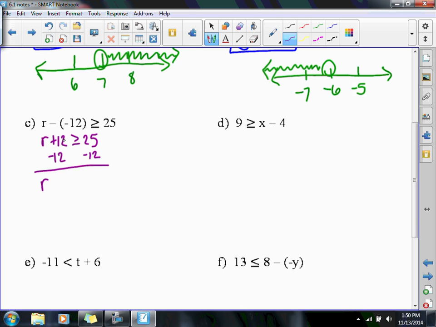So when I subtract 12 to get the r by itself, I'll get r is greater than or equal to 13. Now this time I have a greater than or equal to, so I'm going to put 13 and 14 and 12 on my number line. And since I have that equal to, I'm going to mark my answer with a solid circle. And then since it's greater than, I'm going to shade everything to the right.